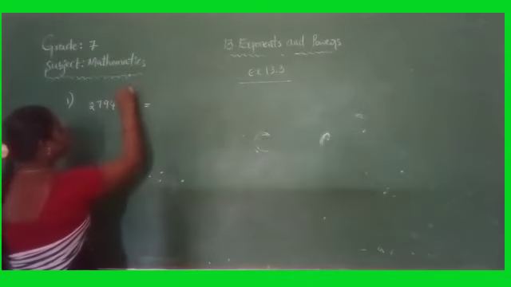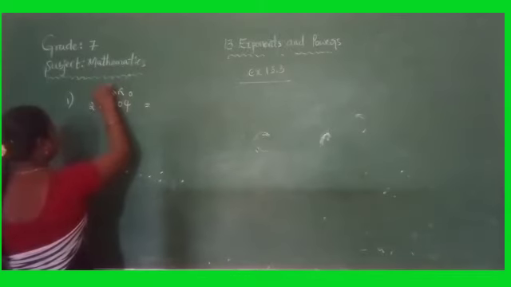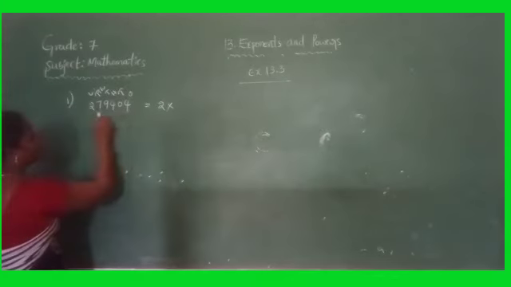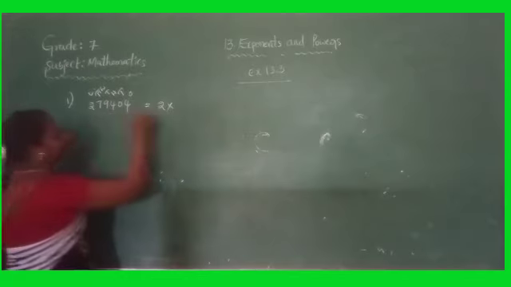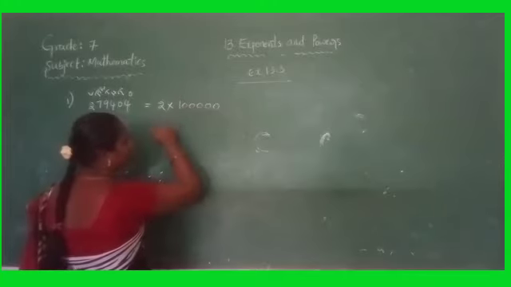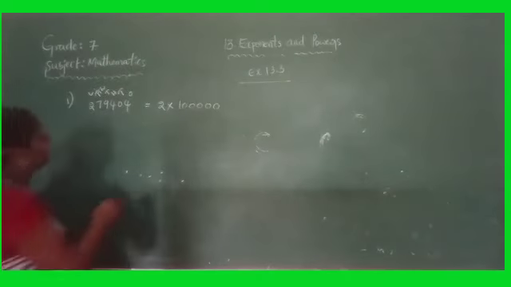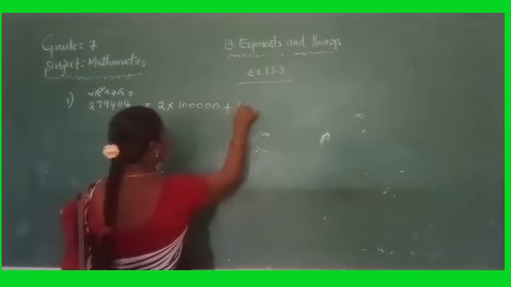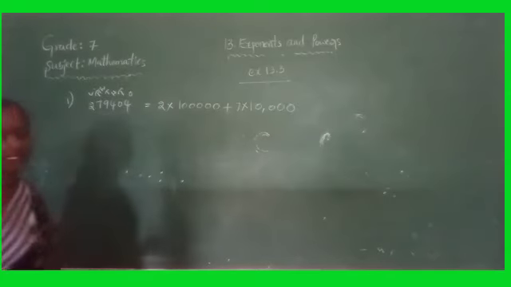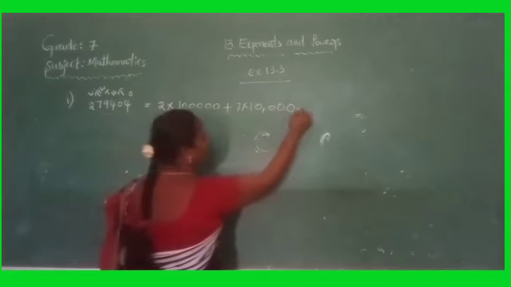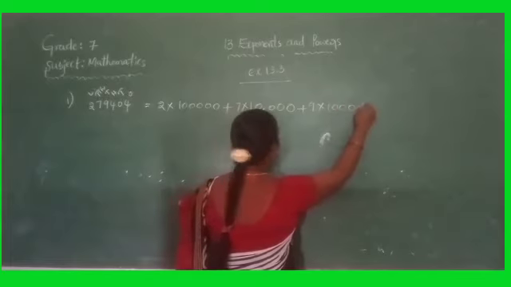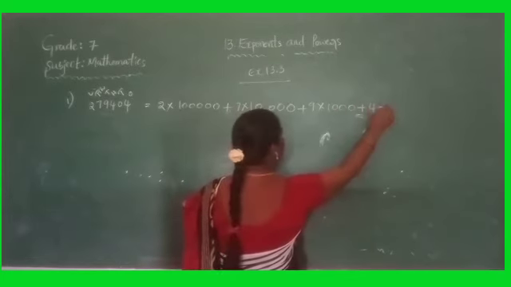Give the place values: ones, tens, 100, 1000, 10,000, lakhs. 2 into, after 2 how many digits are there? 1, 2, 3, 4, 5. Then 5 zeros you have to write. 1, 2, 3, 4, 5. Is it right? Yes. Next, 7 place value is 10,000, so 1, 2, 3, 4 zeros. Next, the place value of 9 is 1000. 1000 means 3 zeros.